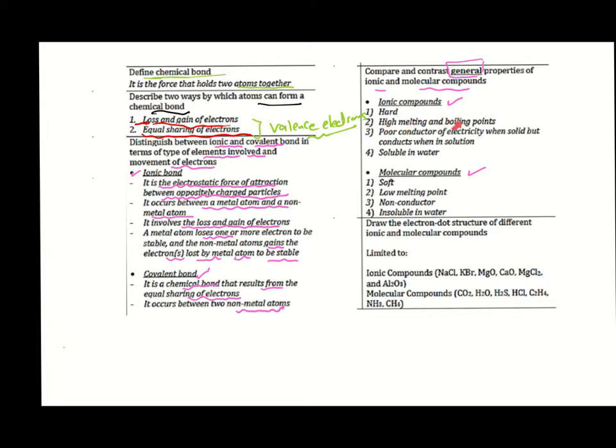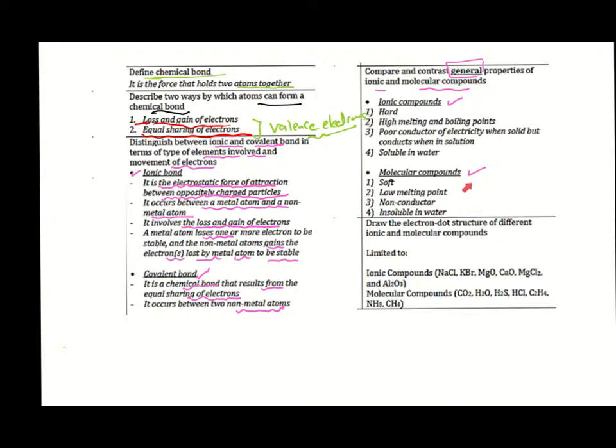They have high melting and boiling points. They are poor conductors, meaning they don't conduct electricity when solid, but conduct when in solution. So if you dissolve an ionic compound in water, it's going to conduct electricity. Also, ionic compounds are soluble in water. Molecular compounds are soft, they have low melting points and boiling points also. They are non-conductors, even if they are molten or in solution, and they are insoluble in water.